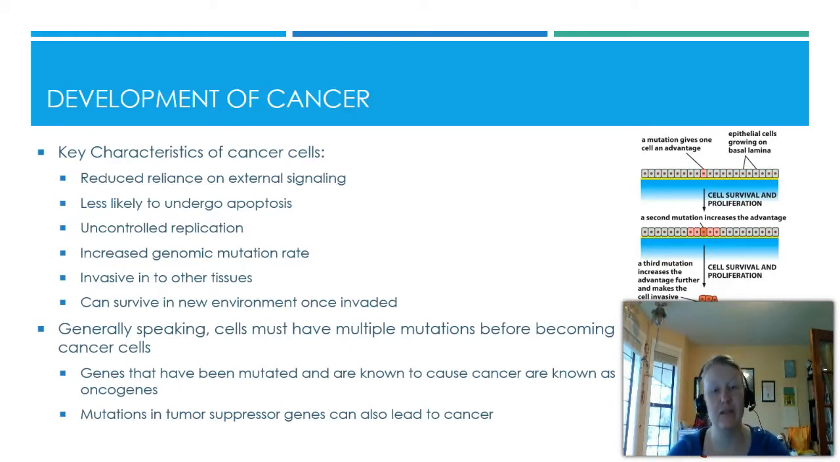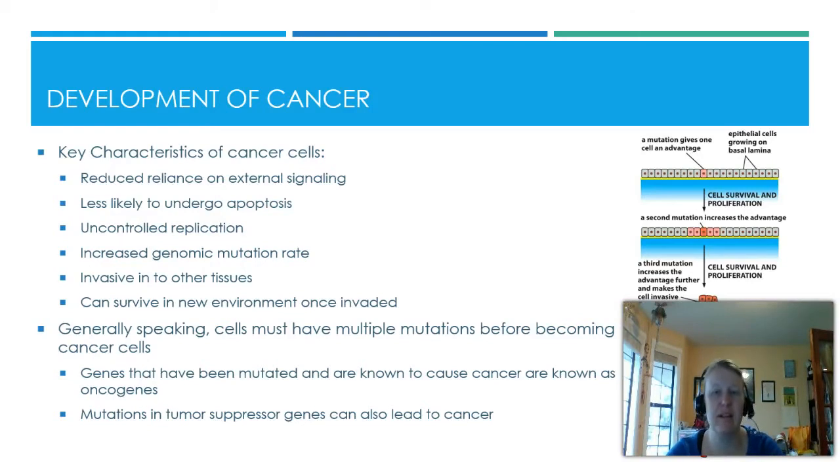Now, cancer cells have an increased genomic mutation rate. We will see a lot of mutation within these cells. Even though they may start as a single cell, as a tumor grows, different cells within the tumor could have different mutations. Another big key is that they are invasive. They will spread from their original sites to somewhere else, through that basal lamina connection being broken that we talked about earlier in this chapter. Even if cells could invade normally, they don't usually survive in that new environment, but cancer cells can. That's another key characteristic. Generally speaking, they have to have multiple mutations before they become cancer cells.